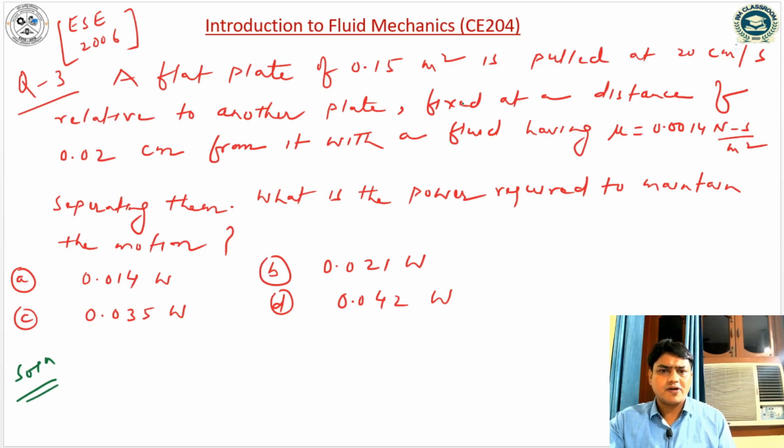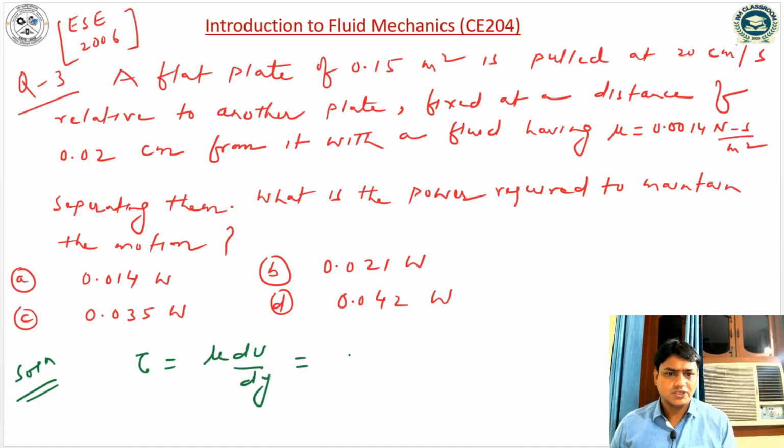A flat plate of 0.15 meter square is pulled at 20 centimeter per second relative to another plate fixed at a distance of 0.02 centimeter from it, with a fluid having mu equal to 0.0014 Newton second per meter square separating them. What is the power required to maintain the motion? So once again we have to apply Newton's law of viscosity. Firstly, we can compute the shear stress. So shear stress is mu into du by dy.